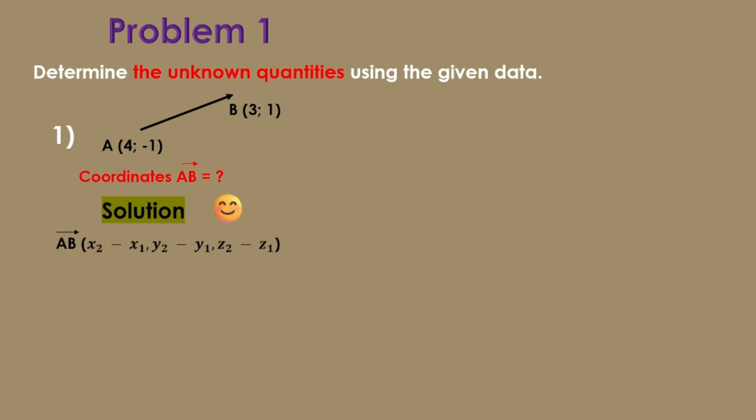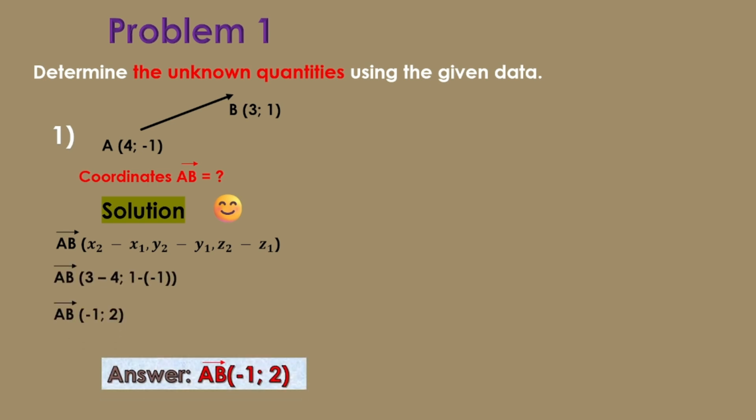Similarly, according to the formula, we subtract the coordinates of the beginning of the vector from the coordinates of the end of the vector. And we have that the coordinates of the vector AB are equal to -1, 2.